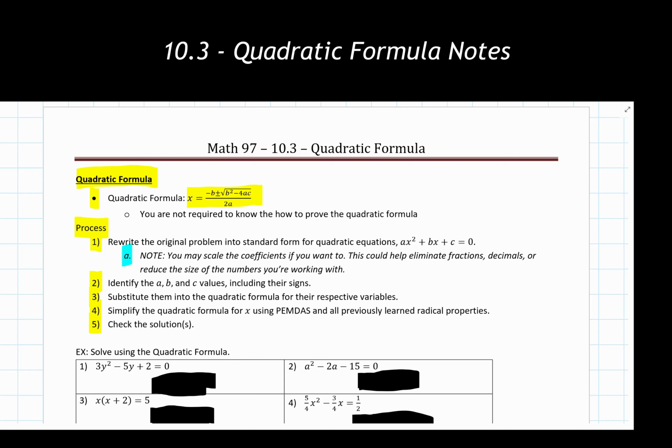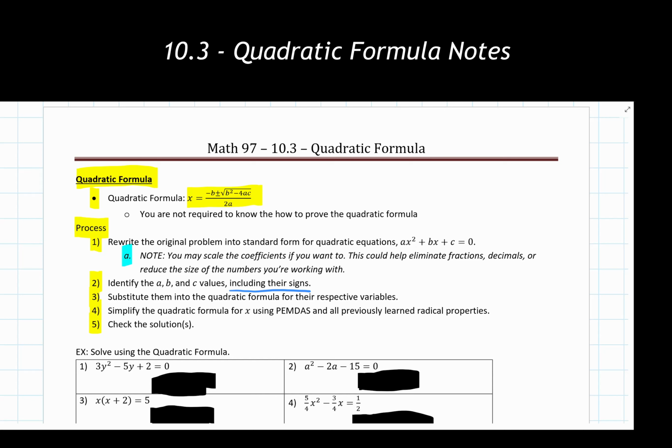So once we've done this, we need to identify the a, b, and c values, including the signs associated with them. I think it's worth writing out somewhere nearby as we're going through this process, and we'll show that here as a, b, and c values. And again, make sure you are including the signs within that. There we go, better underline there.